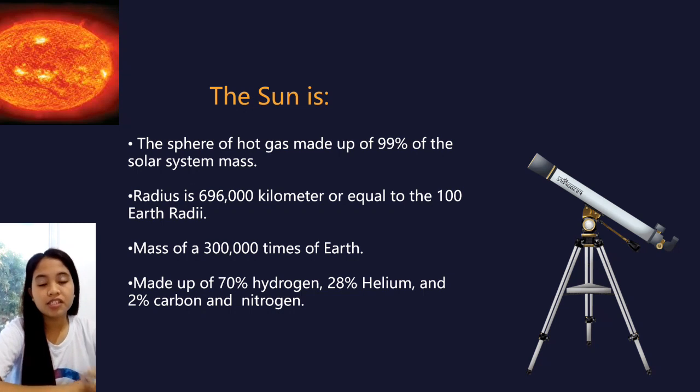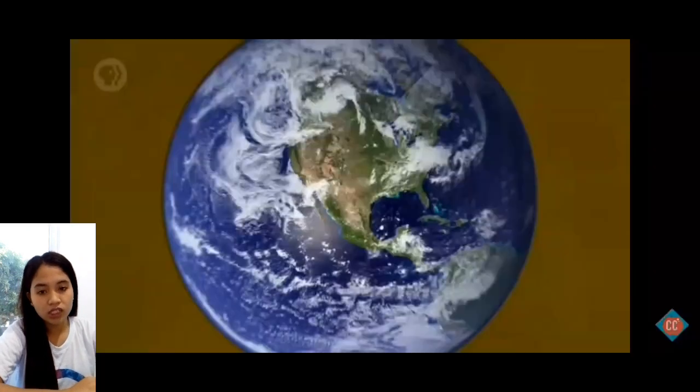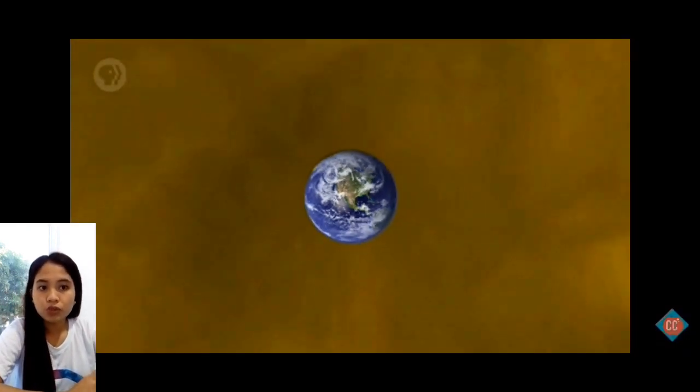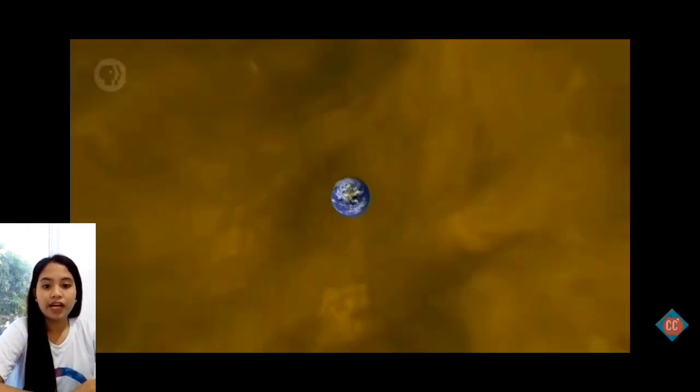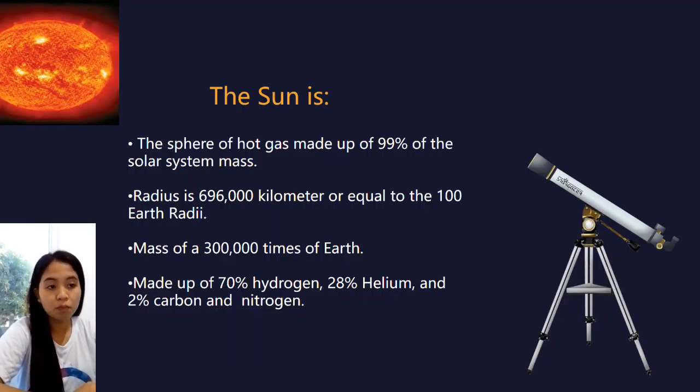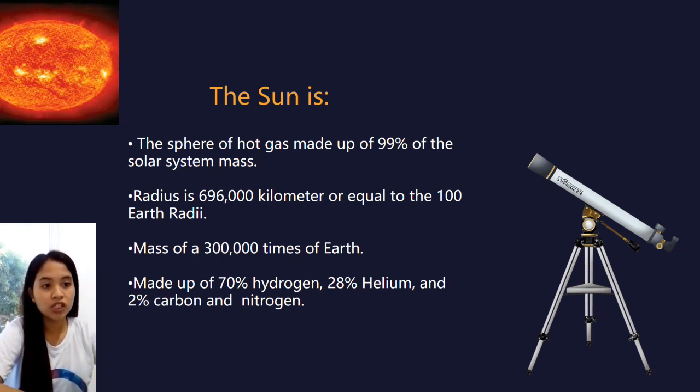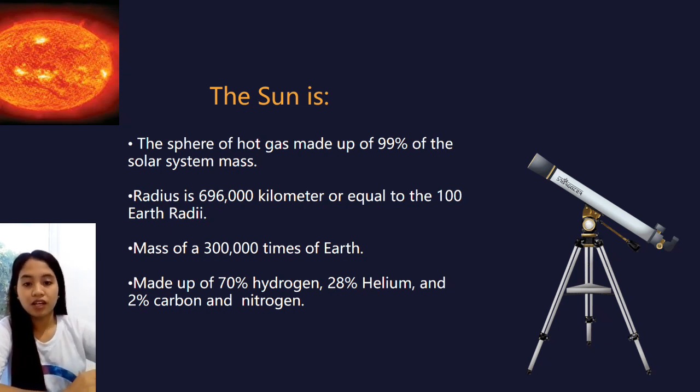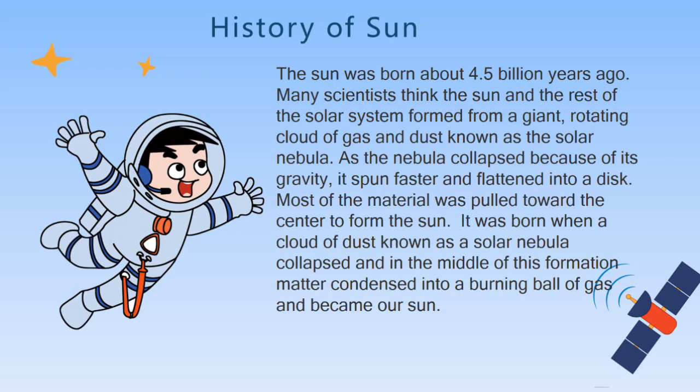And the sun is the sphere of hot gas made up of 99% of the solar system mass. Its radius is about 696,000 kilometers or equal to 100 Earth radii. Its mass is 300 times that of Earth, and it is made up of 70% hydrogen, 28% helium, and 2% of carbon and nitrogen.